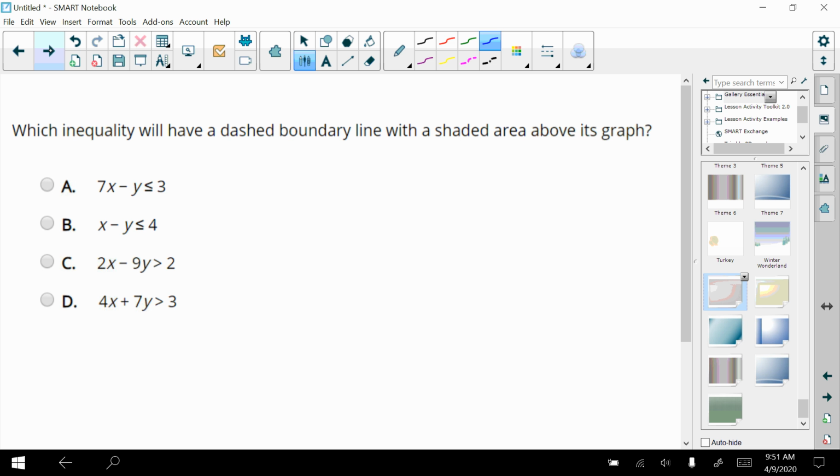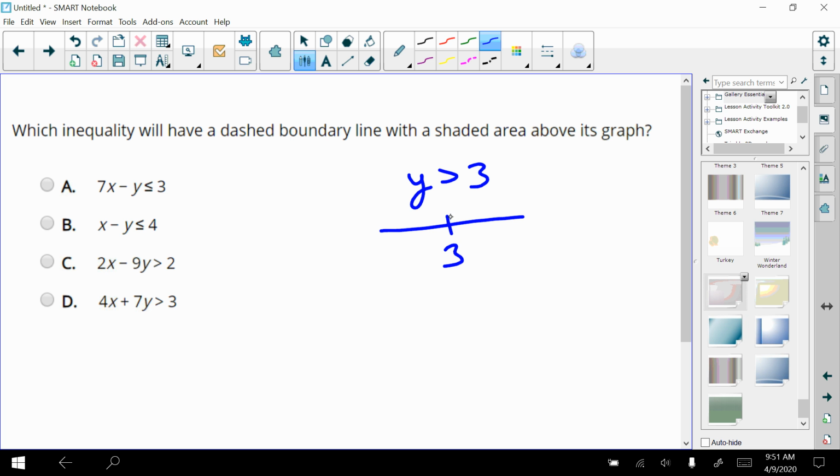So the very first question is, which inequality will have a dashed boundary line with the shaded area above its graph? Really quickly, I just want you to recall when I had something like y is greater than 3, we would start with an open circle, and then we would treat the inequality symbol as an arrow telling which way to go. We're going to use this definition of what greater than and less than is to help support us through this lesson. So keep this in mind because this is the thought process to help us.